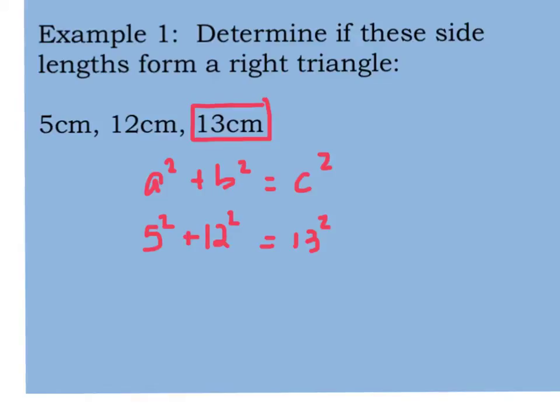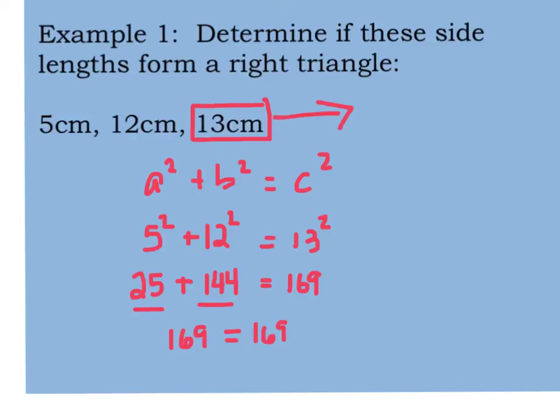So now I will square all of my terms. 5 squared is 25, 12 squared is 144, and 13 squared is 169. I will add my a squared and my b squared terms. 25 plus 144 is 169. And since a squared plus b squared is in fact equal to c squared, then we know that these do form a right triangle. And I'm going to just abbreviate triangle.